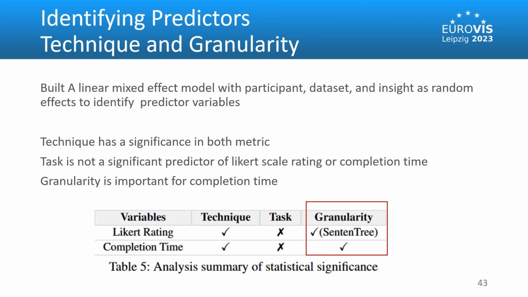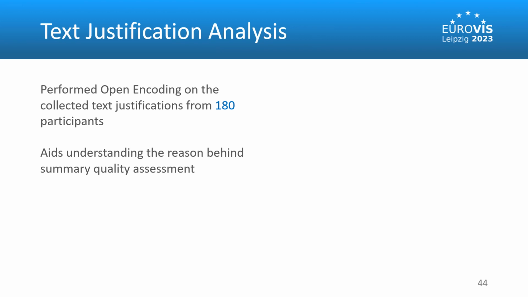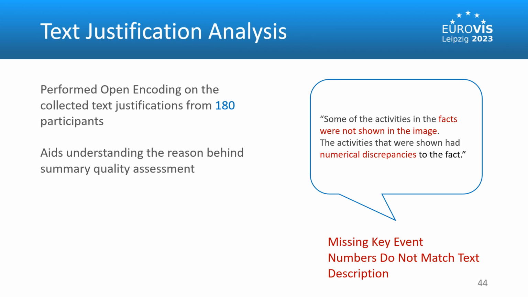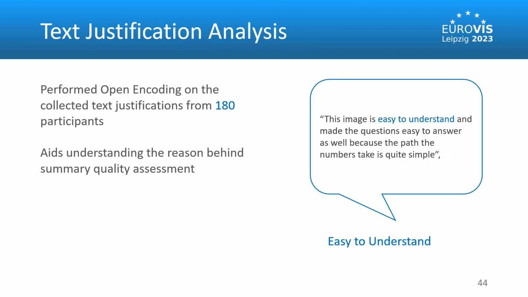We performed open encoding on the collected text justifications from 180 participants. This helps us understand the reason behind summary quality assessment. Now I will demonstrate how we performed the encoding. On the right, we can see a justification by a participant. We tag the facts not shown in the image as missing key event and numerical discrepancies as numbers do not match text description. Here is another comment that falls into the easy to understand category.